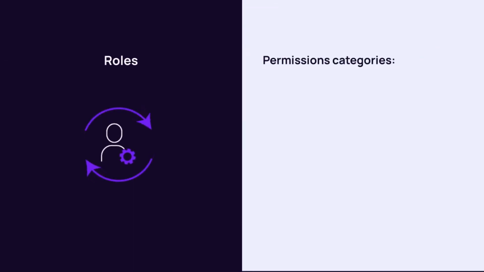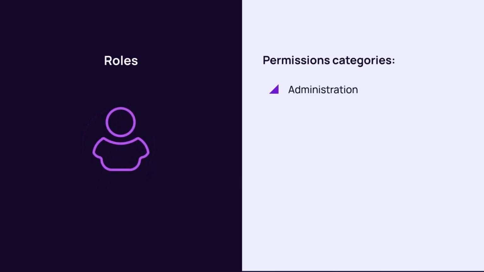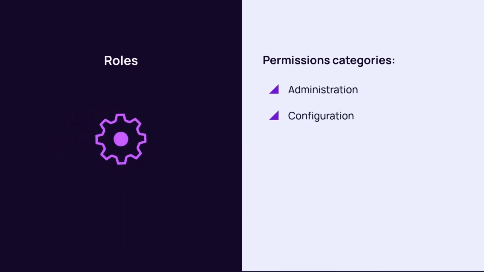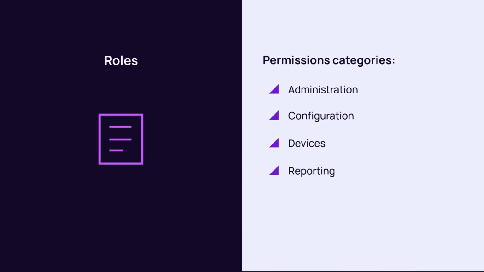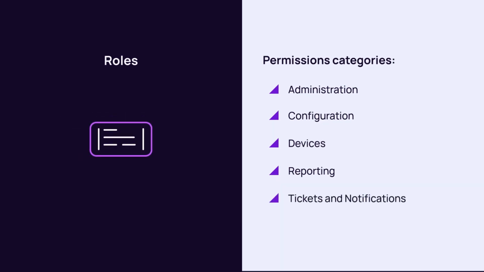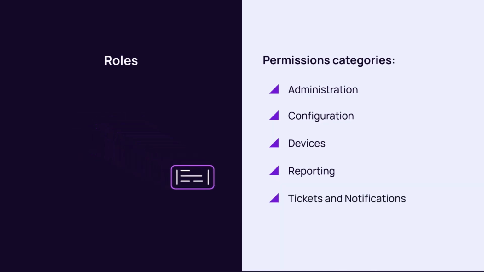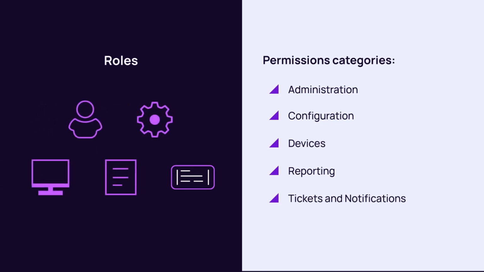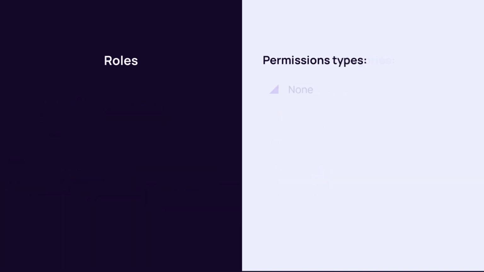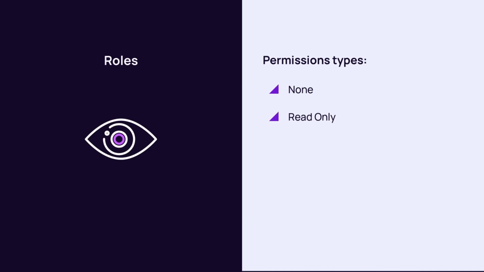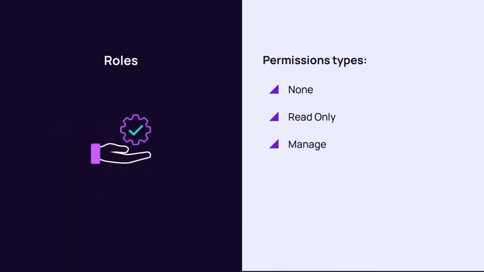Roles offer a granular set of nCentral access permissions in 5 categories: administration, configuration, devices, reporting, and tickets and notifications. Each category includes specific sets of permissions that include none, which hides the function from the user; read only, to allow the user to view the function; and manage, to enable the user to view and make changes in the configuration of nCentral.